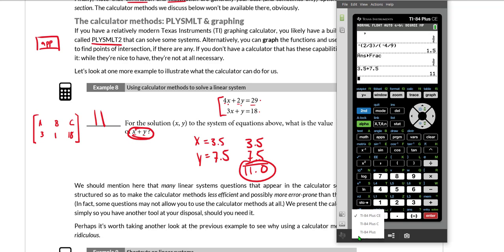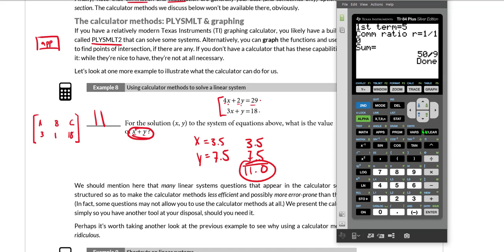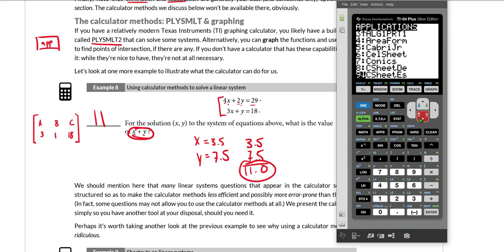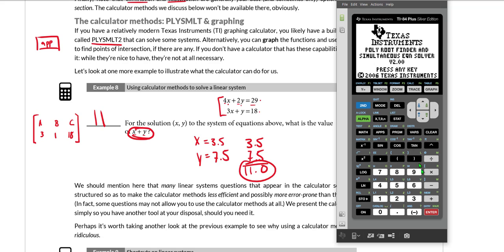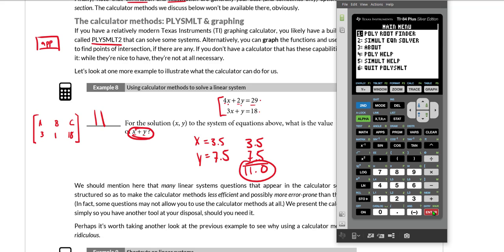In the older calculator, again, your PLYSMLT app may look a little bit different. I will actually show you what it might look like. We will go to apps. We will go down to the P's. We can also get to the P's by doing alpha and then the 8 button, which you can see has a little green P above it. So if I hit alpha and 8, I will go right to my P's, and I can see PLYSMLT right there. So I'm going to go down to it, select it, and hit enter. It's telling me to press any key, so I'm going to press enter again.